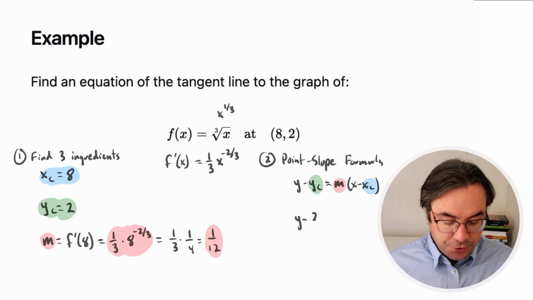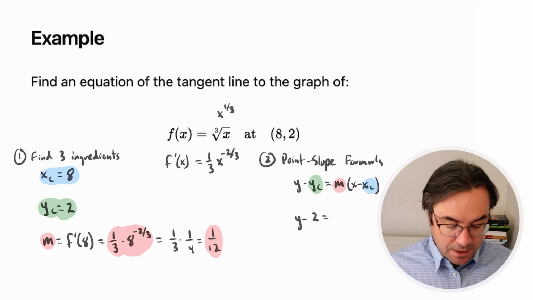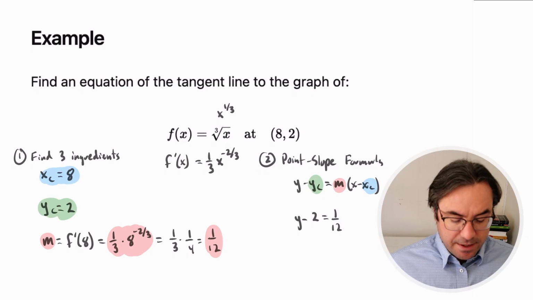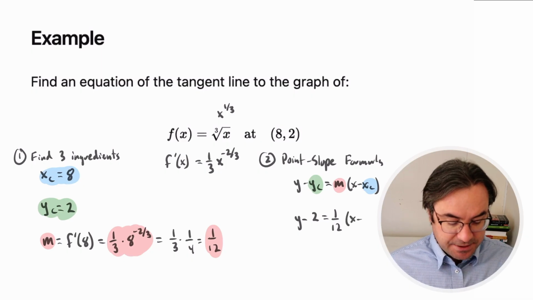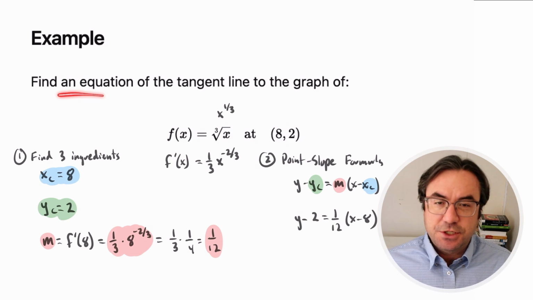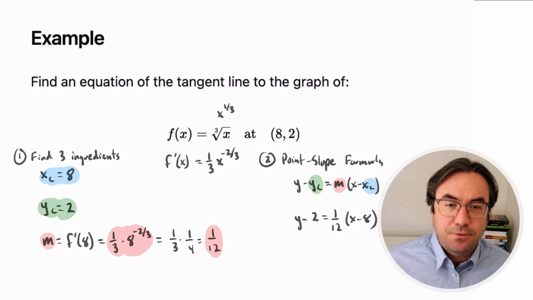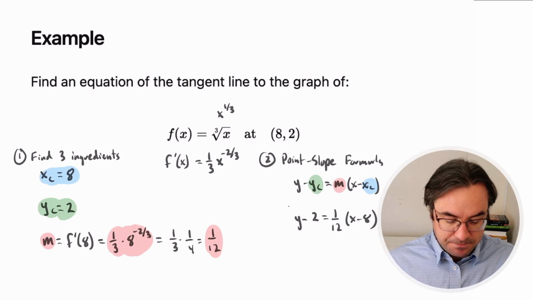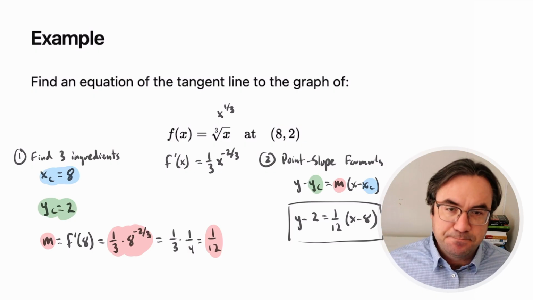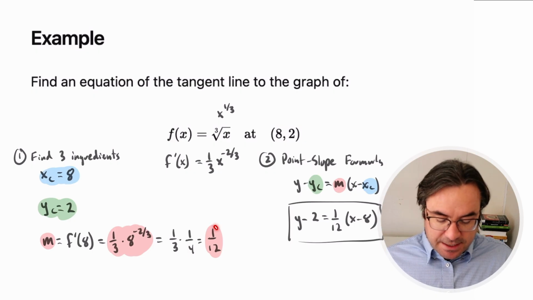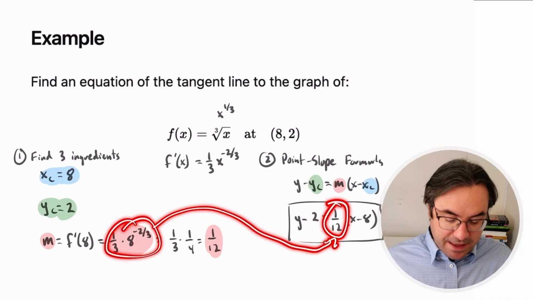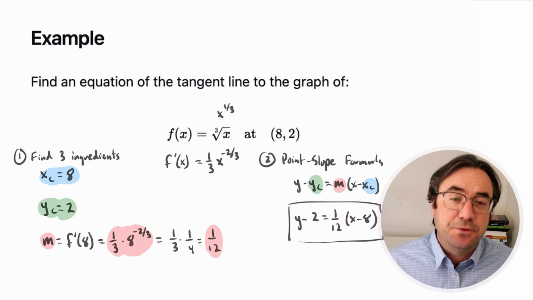Our y-coordinate is 2, so we get y minus 2. Our slope is 1 over 12. And then our x-coordinate is 8, so we get x minus 8. The directions really didn't specify any particular format, so this is good. So we got it. And that's the idea. But again, you didn't necessarily have to simplify this, so you could have equally put in that 1/3 times 8 to the -2/3.